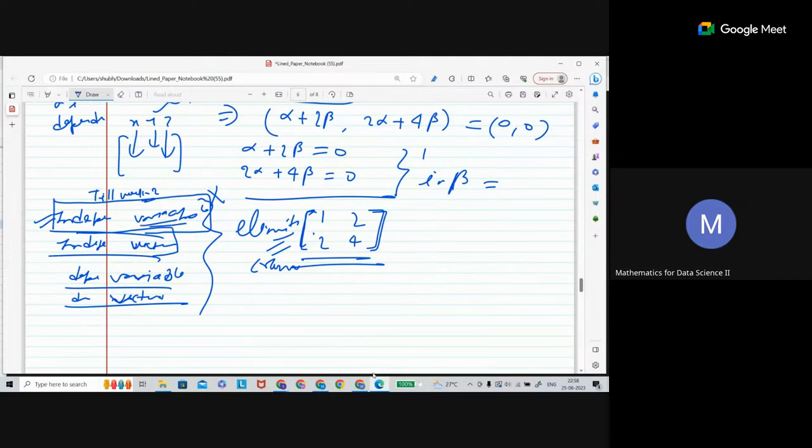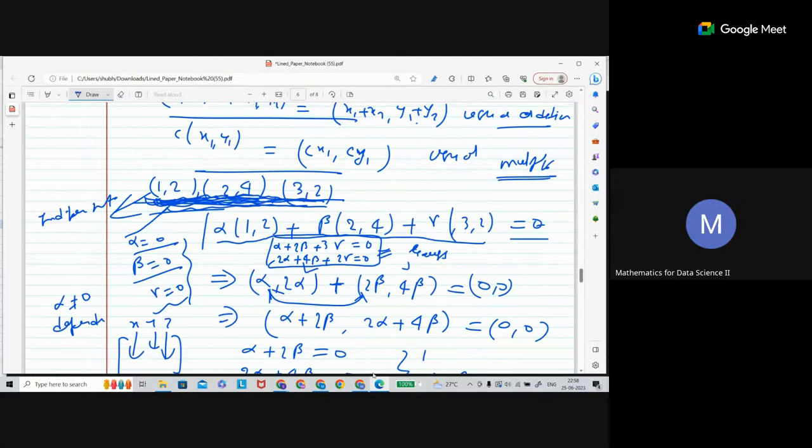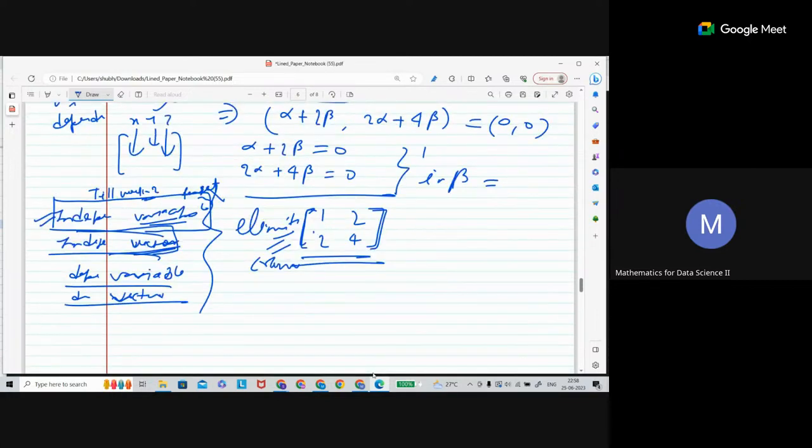Read it there, solve the problem, and forget. My suggestion is please forget. Here it is the independent vector. So these are the vectors, not the variables. Okay, these are the vectors. That's why here it is the independent vector.